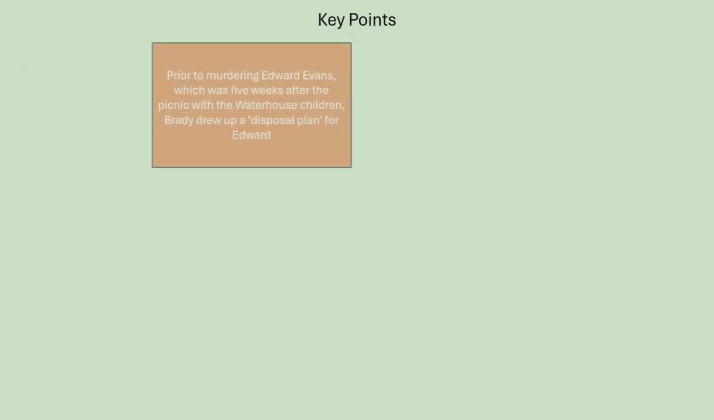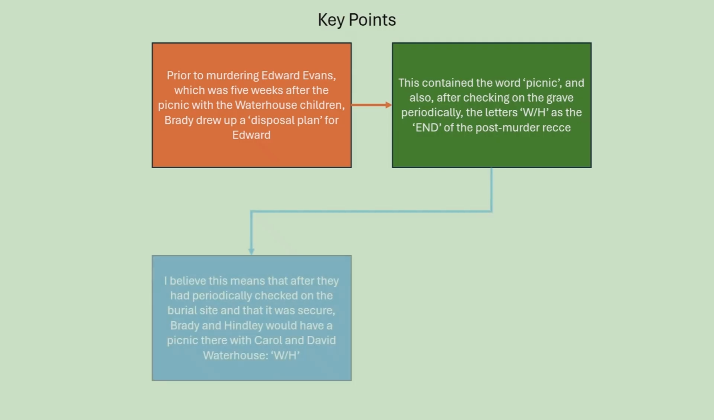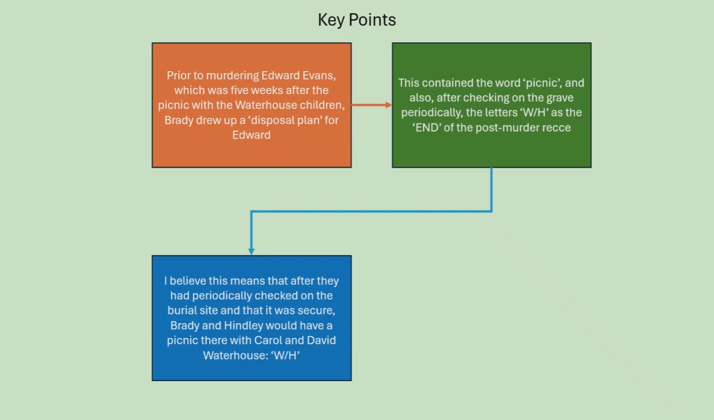Prior to murdering Edward Evans, which was 5 weeks after the picnic with the Waterhouse children, Brady drew up a disposal plan for Edward. This contained the word picnic and also, after checking on the grave periodically, the letters WH as the end of the post-murder recce. I believe this means that after they had periodically checked on the burial site and that it was secure, Brady and Hindley would have a picnic there with Carol and David Waterhouse, WH.